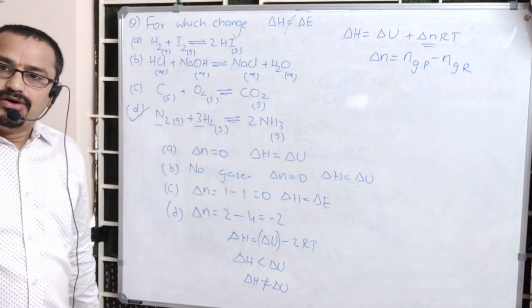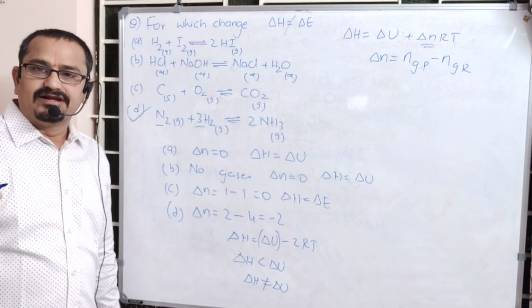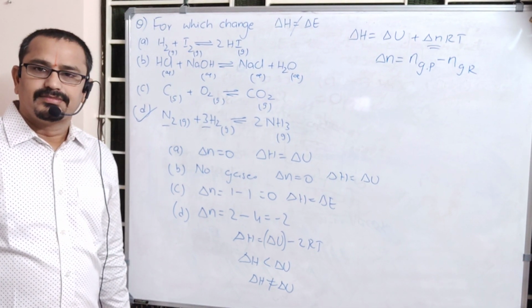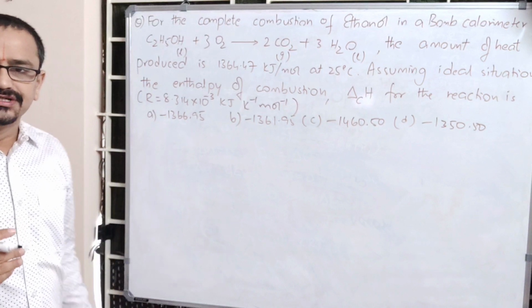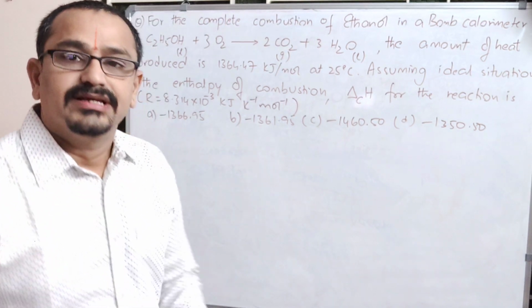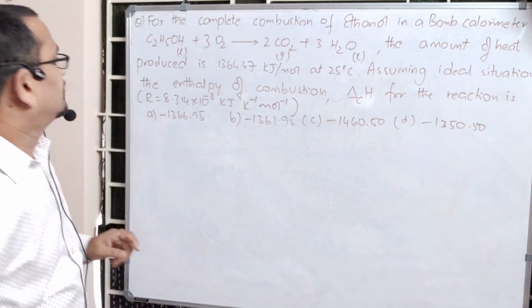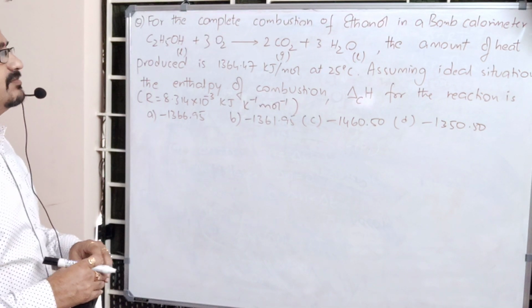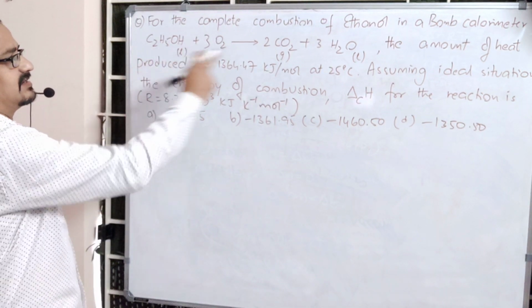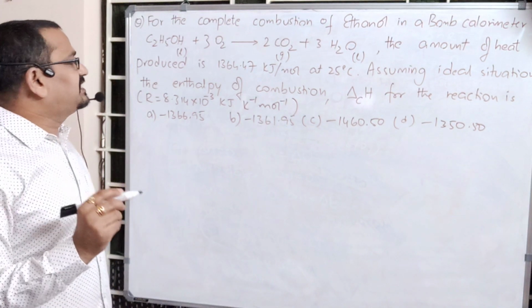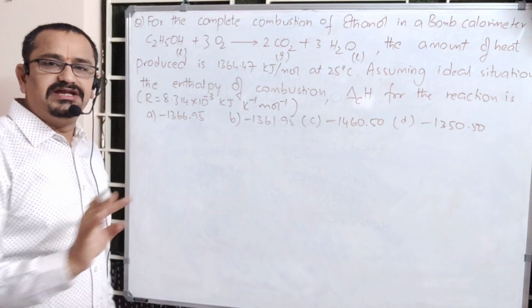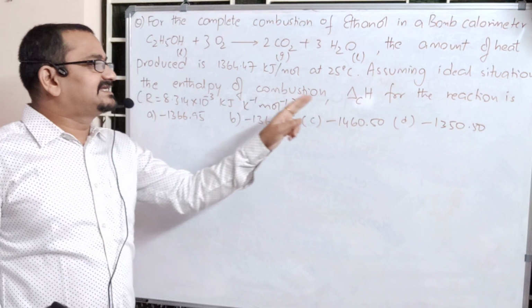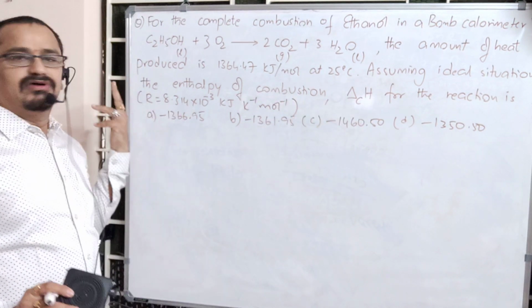Now let us see one more question in this way from thermodynamics, right? See, this is another question from thermodynamics. The question is given about a bomb calorimeter. For the complete combustion of ethanol in a bomb calorimeter, the corresponding equation is given. The amount of heat produced is so many kilojoules at 25 degrees Celsius. Assuming ideal situation, the enthalpy of combustion delta Hc for the reaction is, we have to find out.